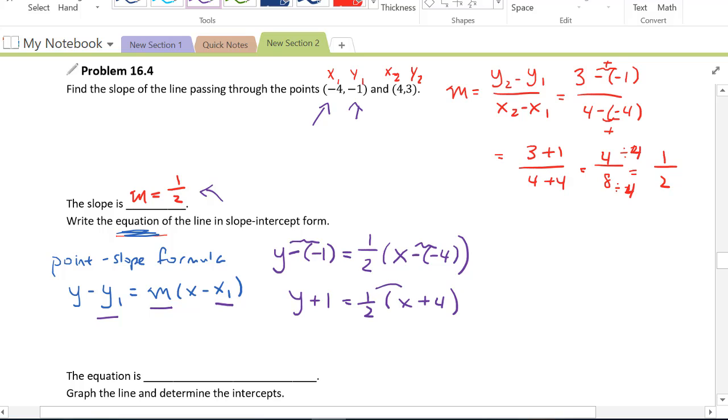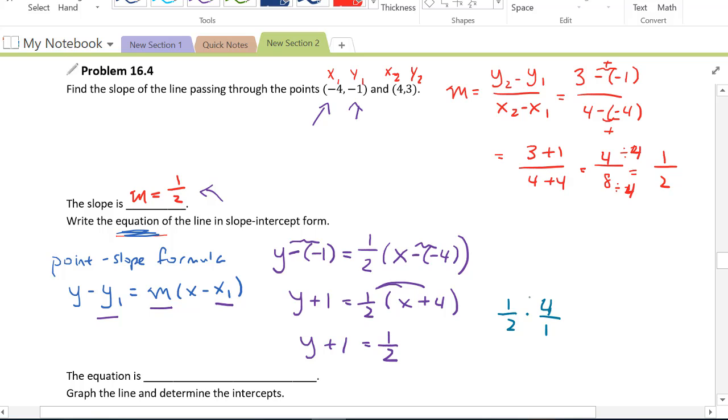And then we distribute our slope. So that becomes y plus 1 equals, now 1/2 times x is just 1/2 x. And then 1/2 times 4, let's do that on the side. So how do we do 1/2 times 4? Basically, we change the 4 into a fraction, 4 over 1.